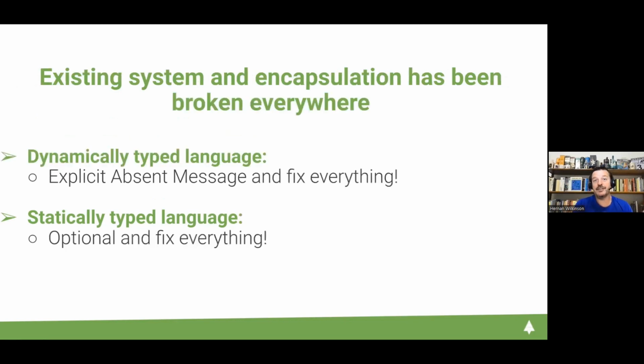And if you have an existing system that breaks encapsulation all the time, everywhere, that is basically what we have currently in our profession, so you're doomed. And if you're in a dynamically typed language, use an explicit absent message and fix everything. Or if you're in a statically typed language, put in an optional, make the compiler give you all the compile errors and fix everything. There is no other way to avoid using null.